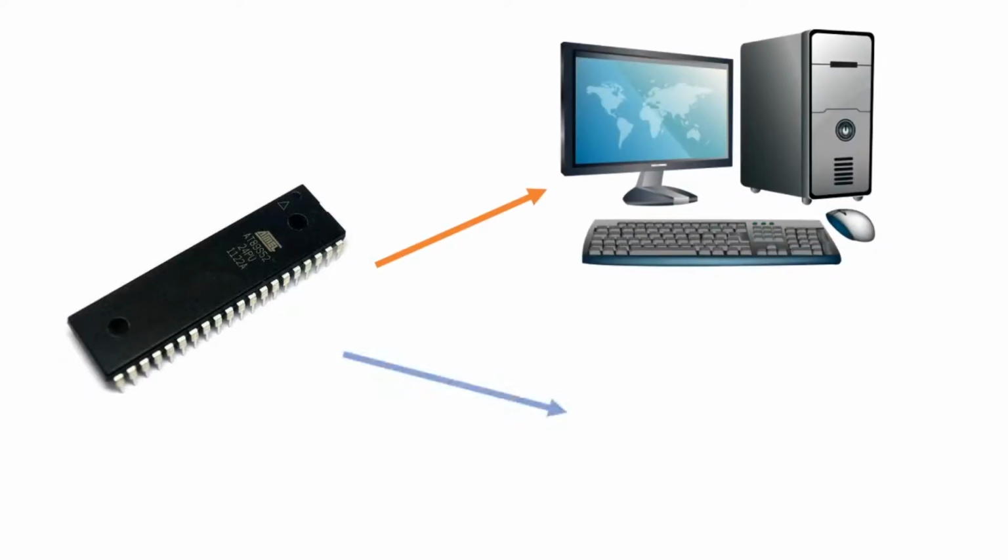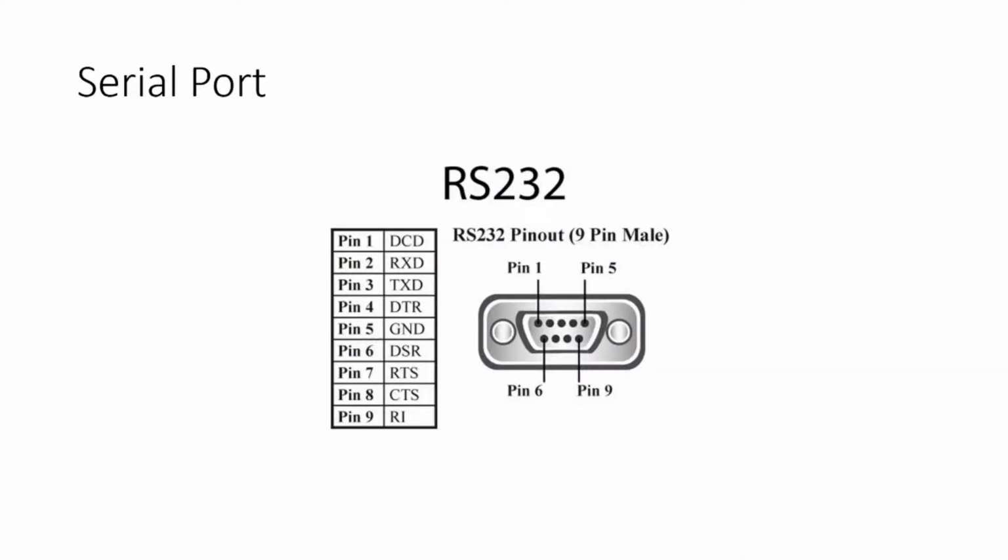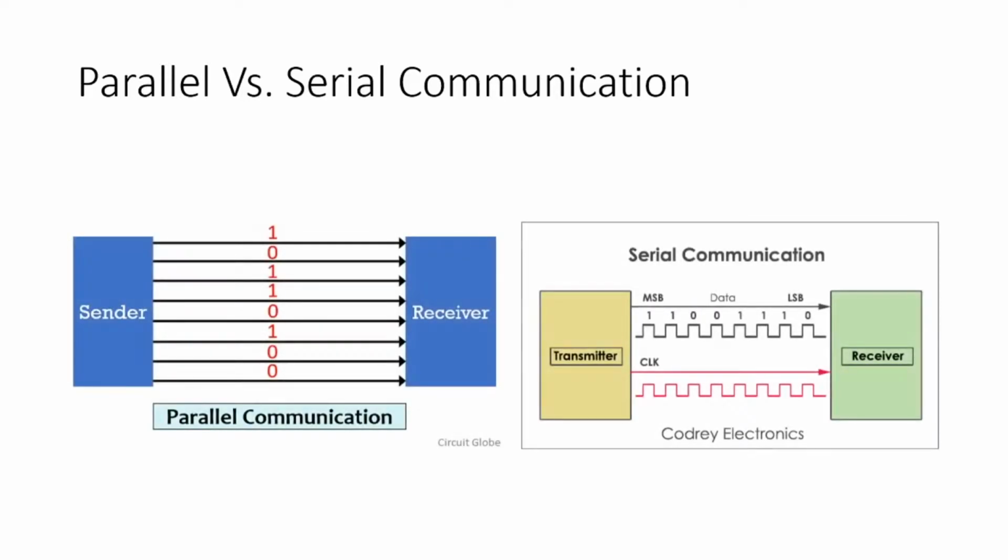In this tutorial we interface the 8051 to a computer or other devices. Let's talk about the serial port. Compared to parallel communication, serial communication requires fewer wires and can go further. Data is sent bit by bit, while in parallel each bit needs its own wire.